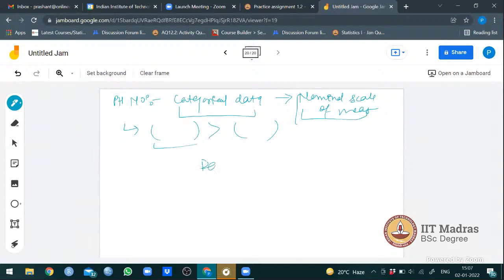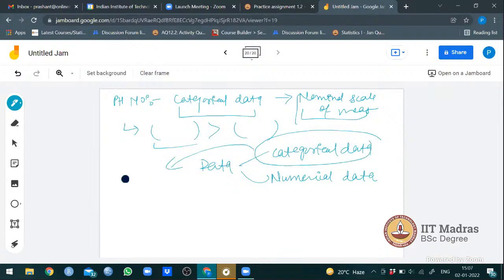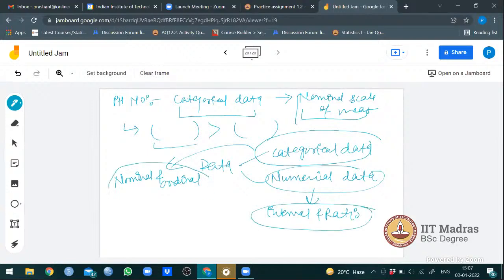See, just remember, data has 2 types: categorical data and the second one is numerical data. For categorical data, you have to use 2 scales of measurement: nominal and ordinal. And for numerical data, you will use 2 scales of measurement: interval and ratio. It depends on the data type. Okay. Thanks.